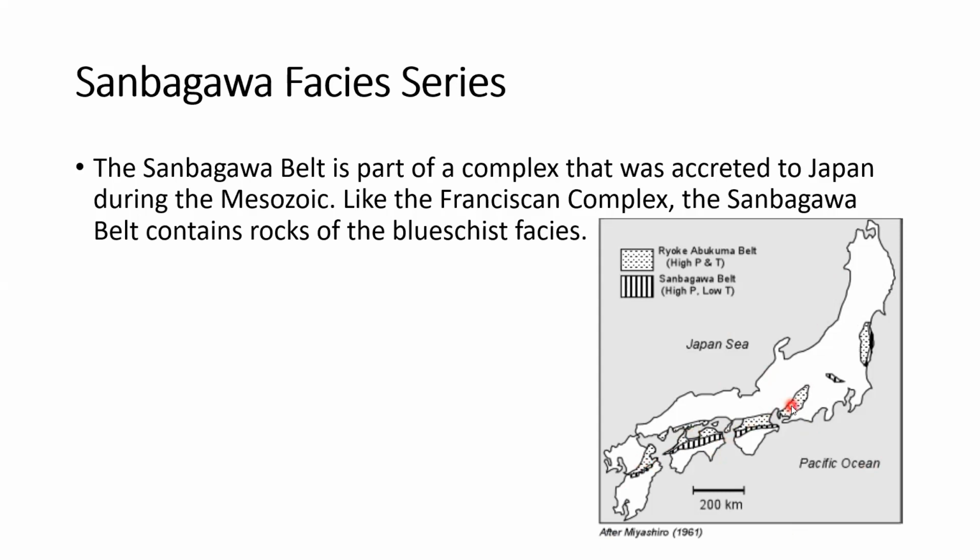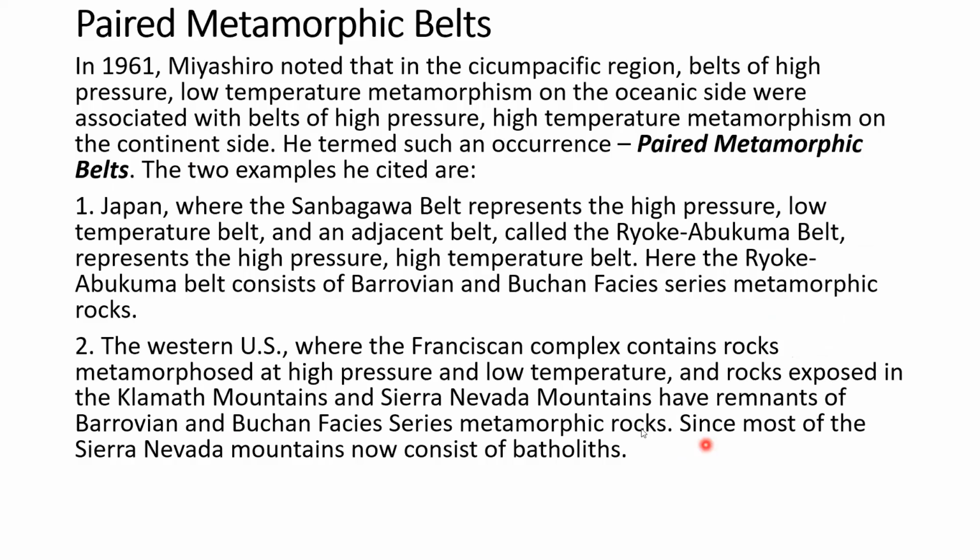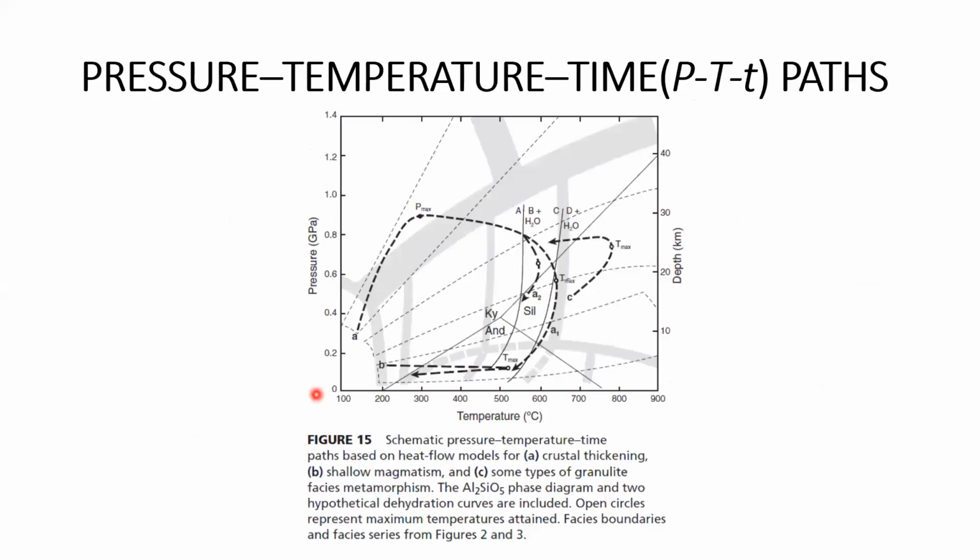This is the Ryoke belt with high pressure and high temperatures, while this pressure belt is associated with the Ryoke belt के साथ जो है high pressure and low temperature belt, मतलब दोनों सेम नहीं होंगे, opposite most probably रहती है. So different kinds of facies are there. So paired metamorphic belt, तो जो कि मैंने बताया Sanbagawa and Ryoke belt, that was there, and the Franciscan complex metamorphics and Sierra Nevada, ये जो है आपस में Buchan facies series के साथ अलग से paired metamorphic belt बनाते हैं.